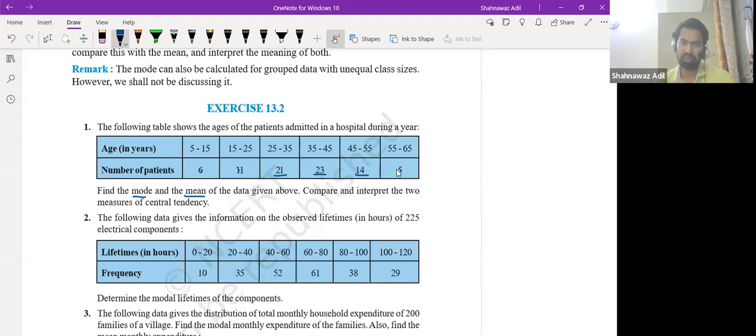Are you getting it? Yeah, there is one question which is saying the mode of a distribution is 55 and the model class is 45 to 60, and the frequency preceding the model class is 5, and the frequency after the model class is 10. Find the frequency of the model class. Yeah, this is the type of question.